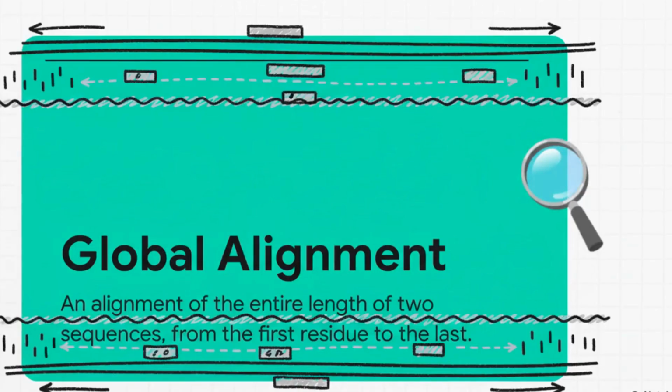Okay, so what exactly do we mean by global alignment? It's pretty much what it sounds like. It's an alignment that stretches over the entire length of both sequences. The whole idea is to maximize the number of matching characters from start to finish, even if it means we have to strategically introduce some gaps along the way.